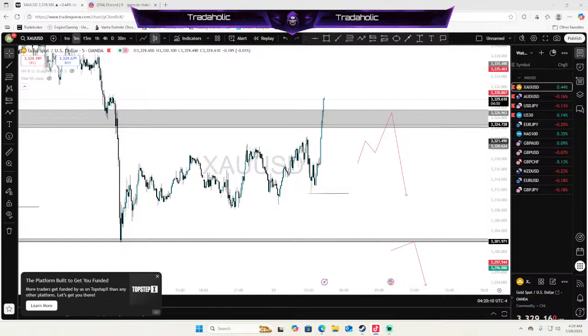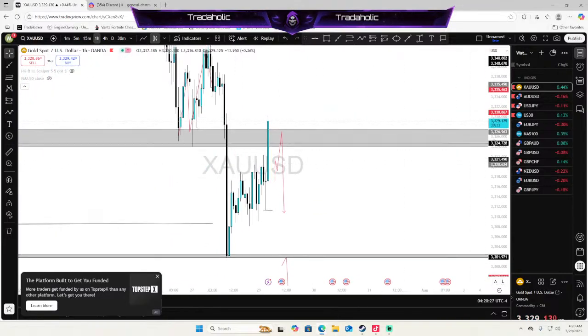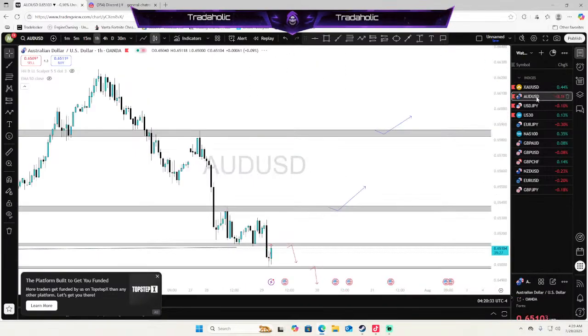And this is why I wait for a structured retest. Because if I would have just sold here as price tapped into this level, I would be in drawdown right now. In reality, this is looking like a fake out retest. It looks like it's faking out. But if it's not a fake out and it just continues higher, this is me avoiding a loss just by waiting for my setup. Patience.